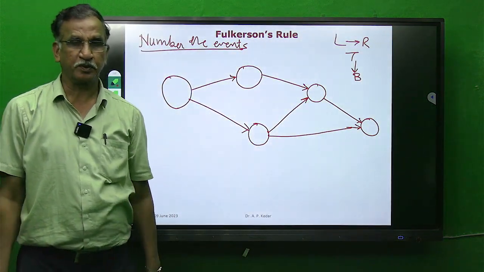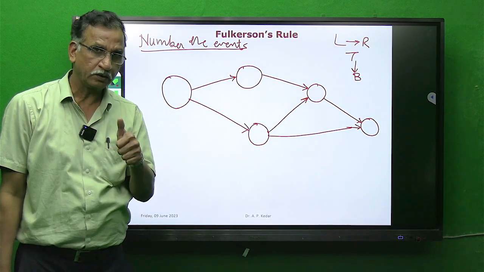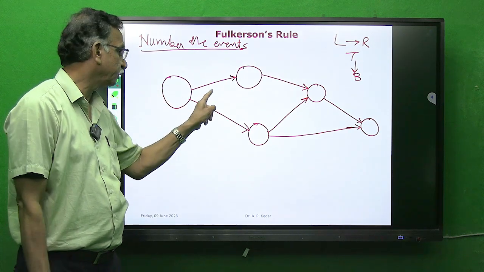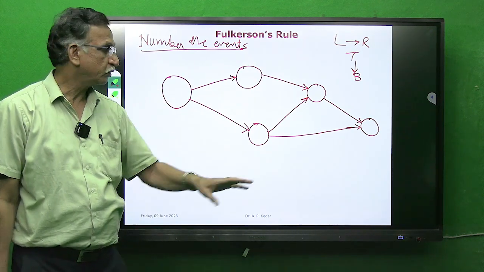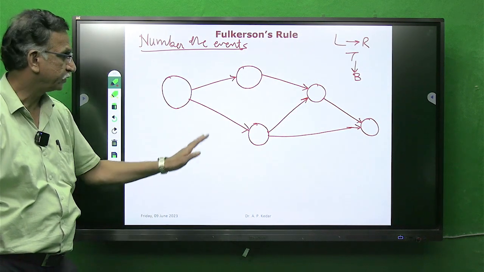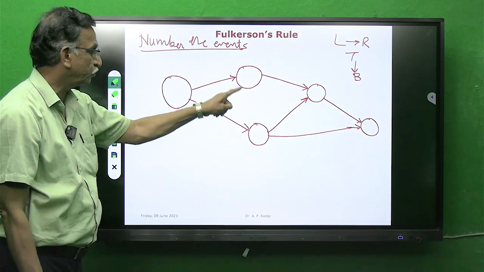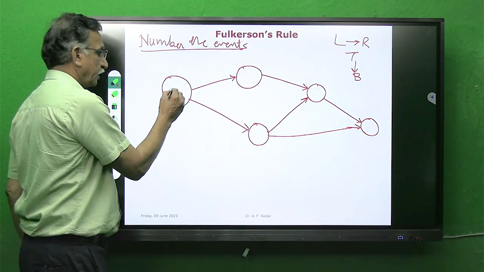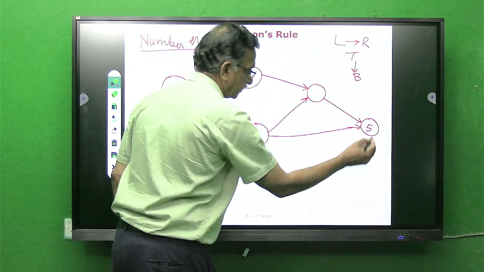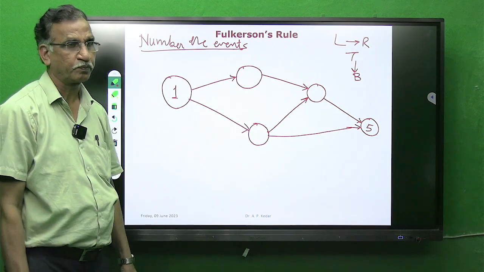As a general principle, starting number to that event which has only outgoing, last number to that event which has only incoming activities. So count the number of events: 1, 2, 3, 4, 5. Starting 1, last 5. Our logic is left to right, top to bottom.